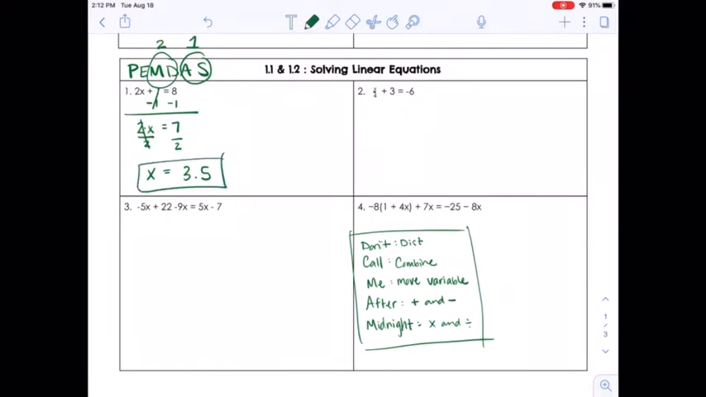The second one, same thing, we're going to do add and subtract first. So I'm going to get rid of my addition by subtracting 3 on both sides. Remember, if you take a negative away from a negative, it's going to get even more negative. So we get x over 4 equals negative 9. And then we need to undo that division that we have. So we're going to multiply on both sides. Okay, and so x is going to equal negative 36.